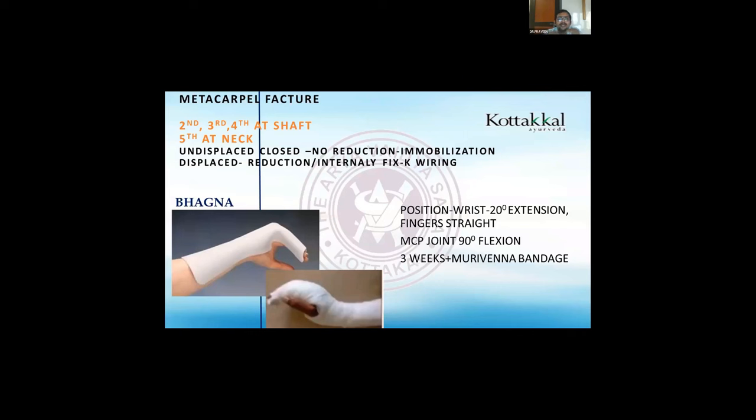Okay, coming to the immobilization, what is the specified position? You can see the position. It should be like this. The wrist at 20 degree extension and fingers straight with metacarpophalangeal joints at 90 degree flexion. So the hand should be like this. We have to do POP in such a manner, and the POP has to be kept over this place. Then we have to do a complete bandage. Again, 3 weeks are needed, and every week we can remove the slab and see.